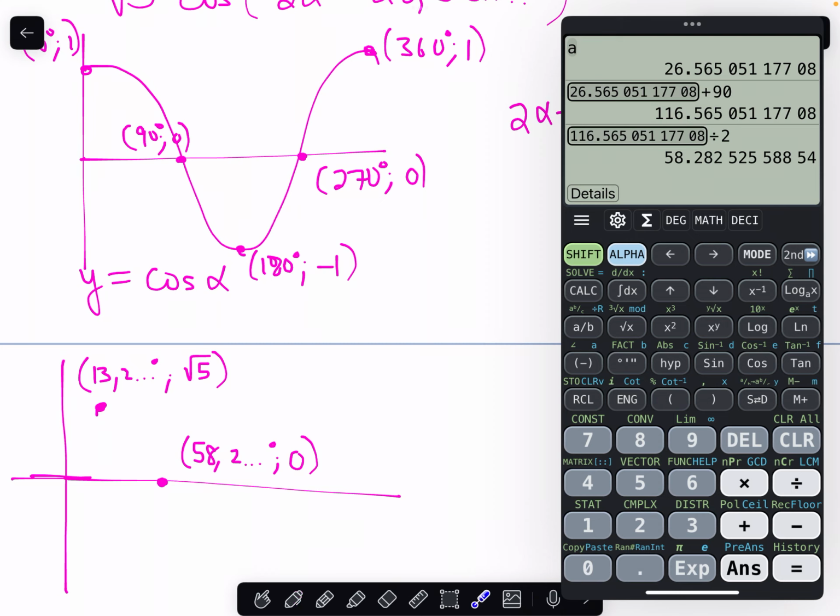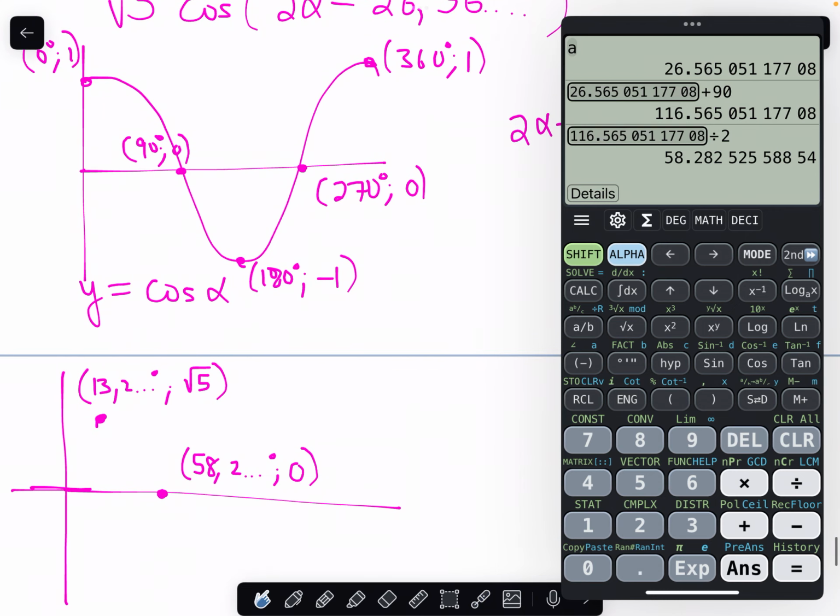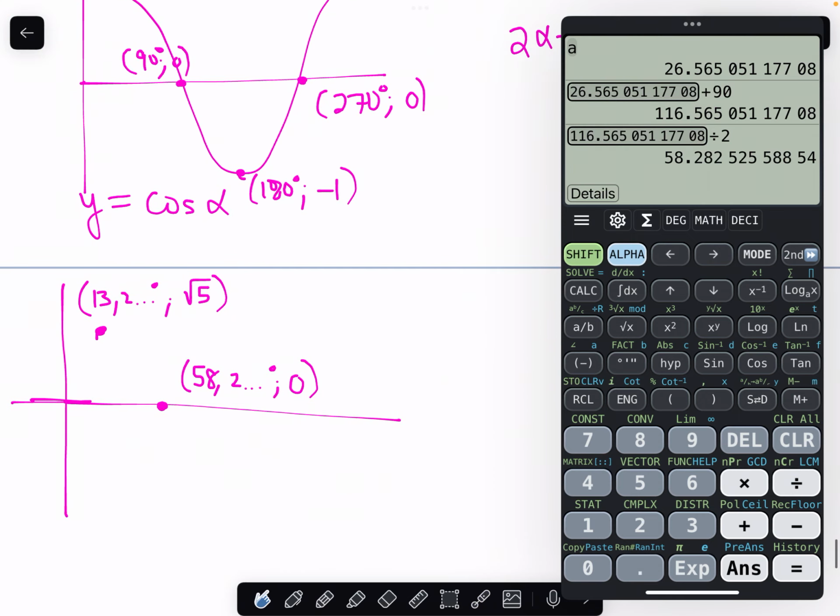So from 13,2 to 58,2 is 45 degrees, which makes sense because the periodicity has been halved. So on my original cos graph, from this point to this point we span 90 degrees, so it makes sense that now from this point to this point we're going to span 45 degrees instead, half of that. So we can use that to quickly work out the rest of our coordinates.